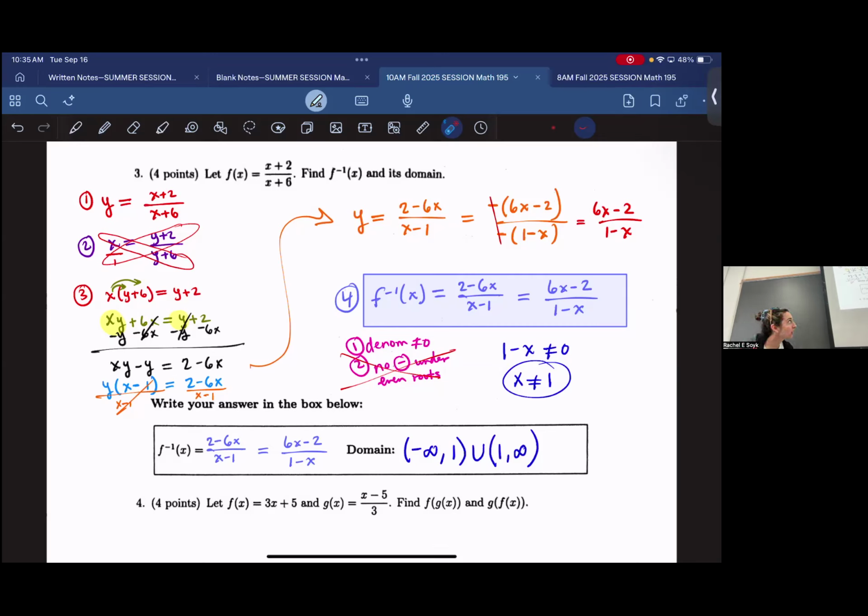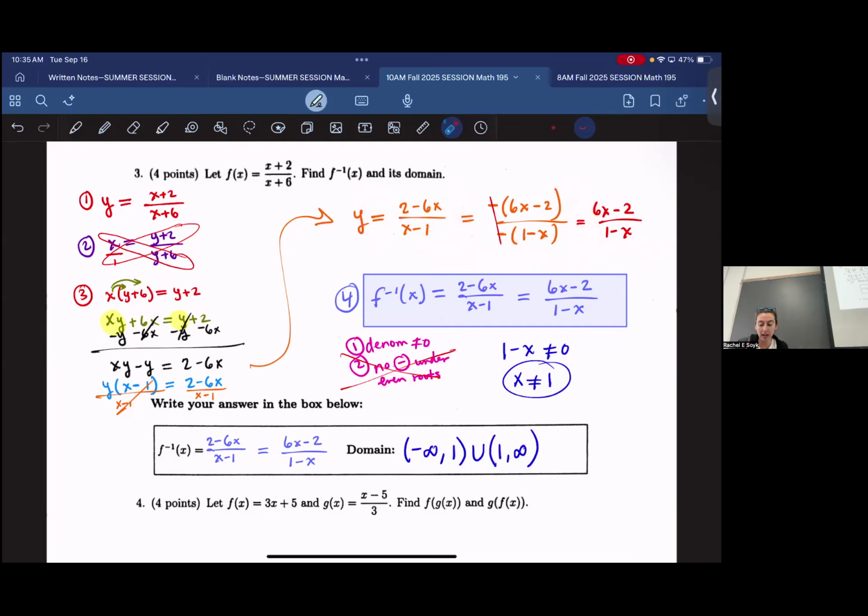X minus 2 with the second part. Why did I flip it around here? Right over here? That was just demonstrating that some students may have gotten their inverse to be 2 minus 6x over x minus 1, and then some may have gotten it to be 6x minus 2 over 1 minus x. These are both equivalent fractions. And so this middleman is me showing you guys how they're equivalent.